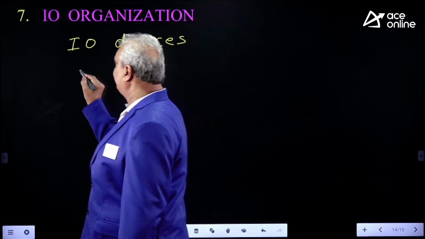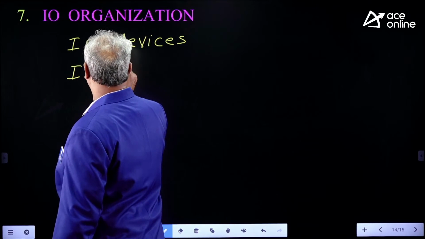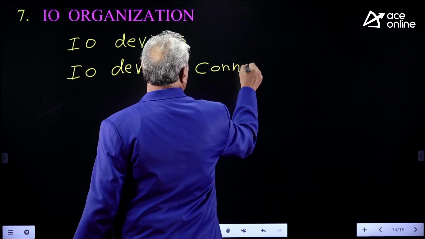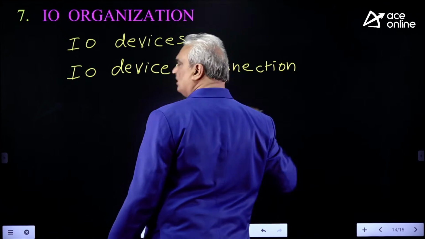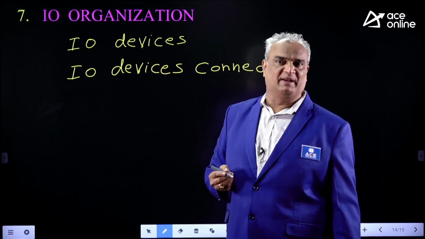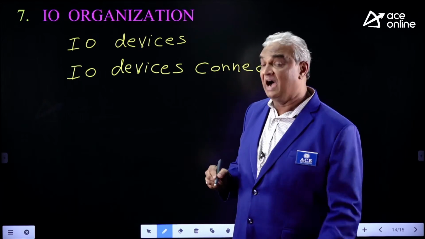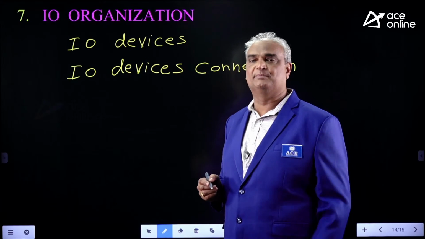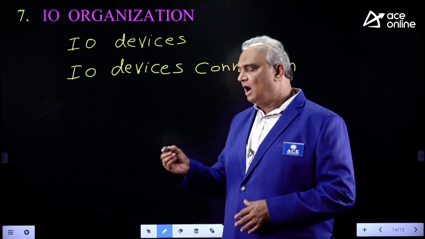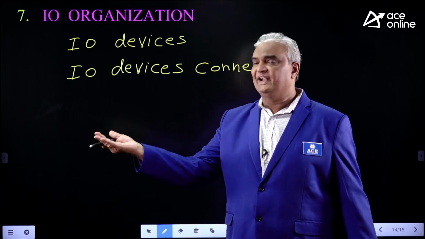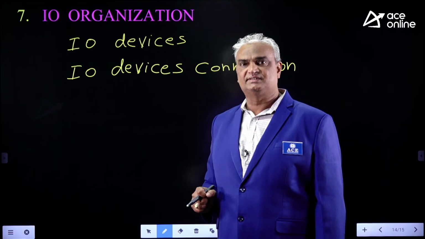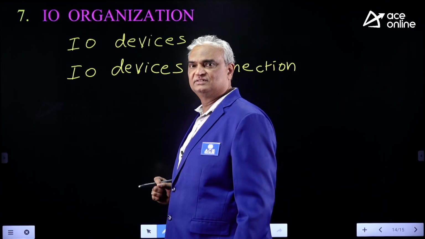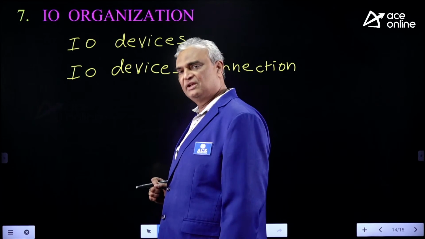Next, how to connect I/O devices to the processor. I/O devices connection, means memory mapped I/O and I/O mapped I/O. After making connection, how to communicate the processor, how to communicate the system with I/O devices, means how data can be transferred between I/O devices and main memory. Sometimes secondary memories are also known as I/O devices.